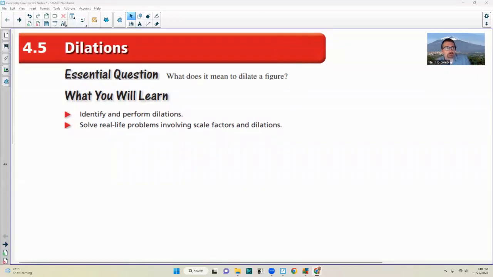Okay, this is chapter 4.5, dilations. Essential question: what does it mean to dilate a figure? And what you will learn is how to identify and perform dilations and how to solve real-life problems involving scale factors and dilations.